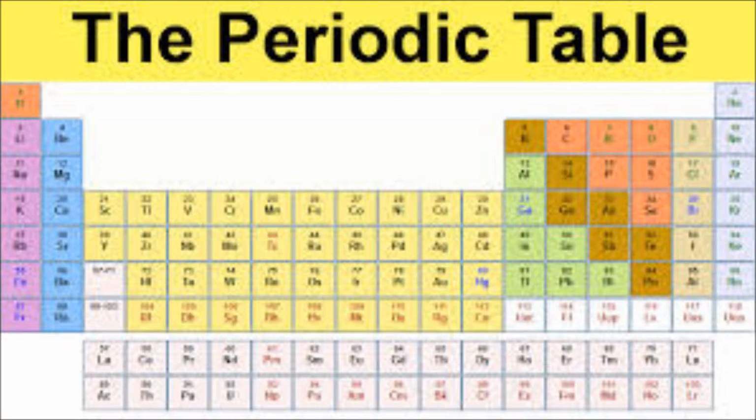Each element in a group has the same number of valence electrons. Valence electrons are the electrons in the outer shell of each element. This is very helpful for chemists to be able to predict how an element will react or behave in certain situations. Elements with common valence electrons tend to react similarly.